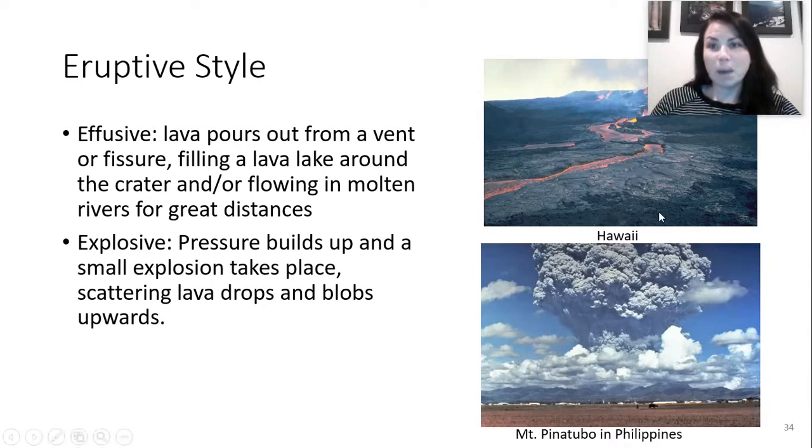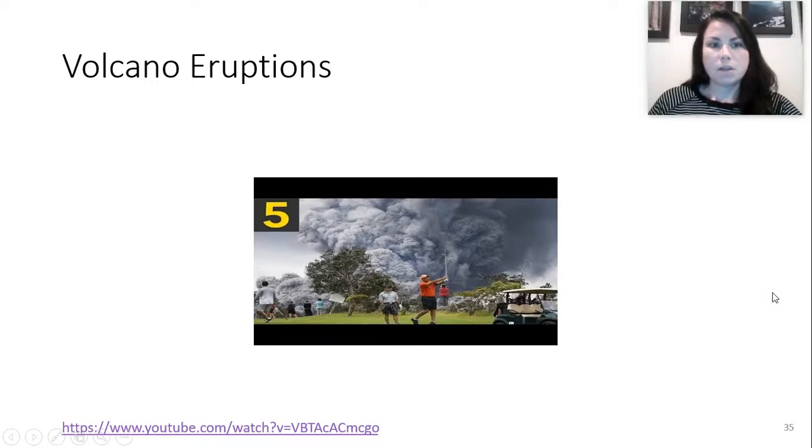Versus the opposite of that, which is explosive. And this is where pressure builds up and a small explosion takes place and it scatters lava drops or blobs upwards. So here's an example from the Philippines of a huge amount of ash and gases that are erupted into the atmosphere. So let's take a look at some more volcanic eruptions.